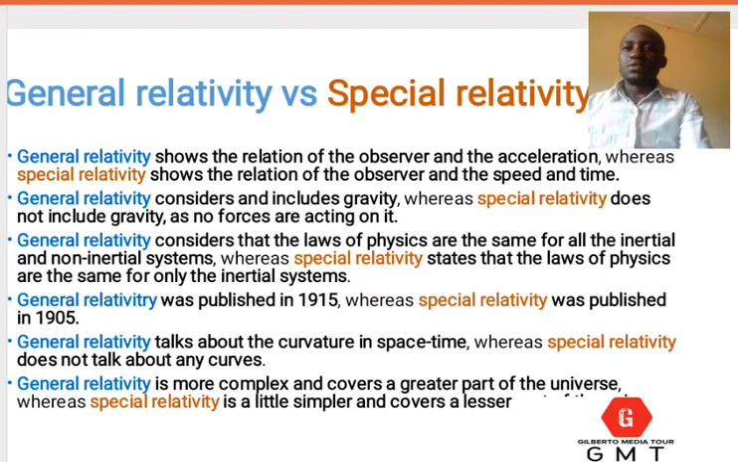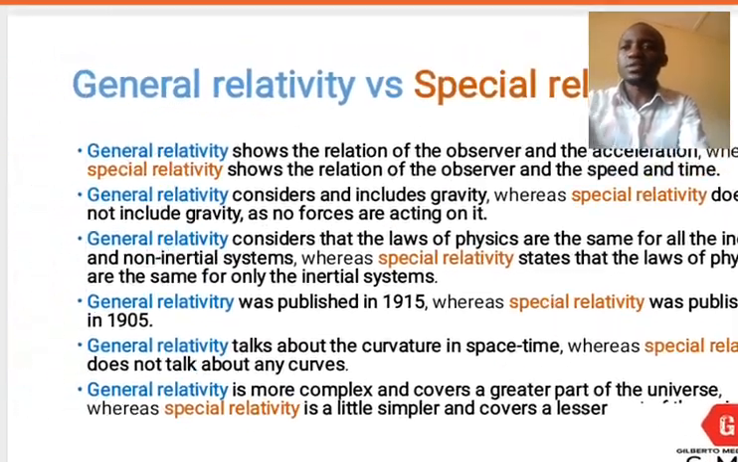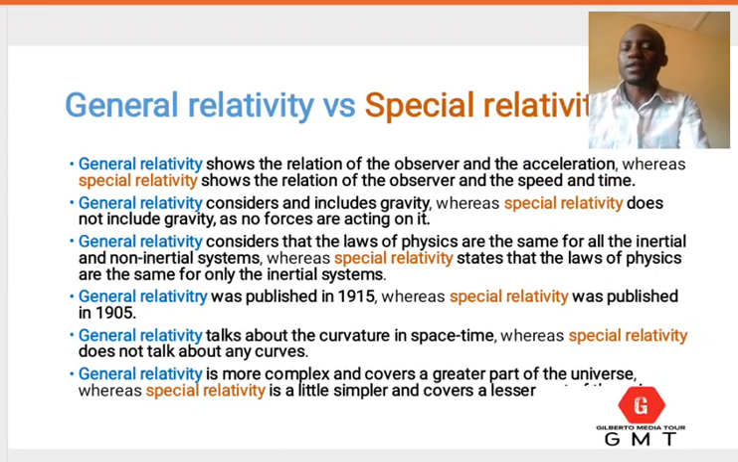General relativity considers that the laws are the same for all inertial and non-inertial reference frames. And you know that for inertial reference frames, the laws are the same according to the special theory of relativity. So these are some conditions we know about general and special relativity. I think your question is answered.